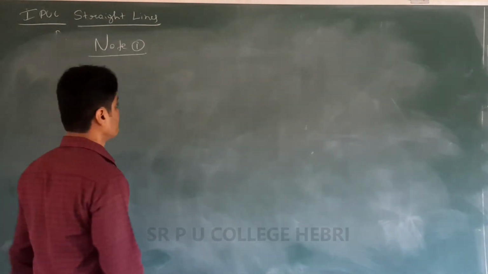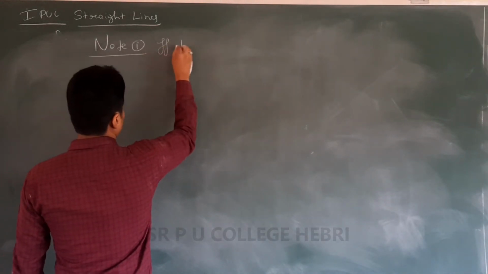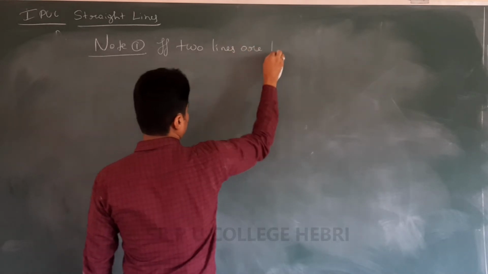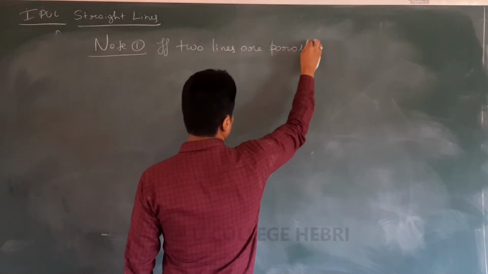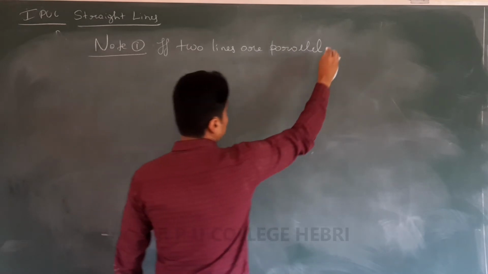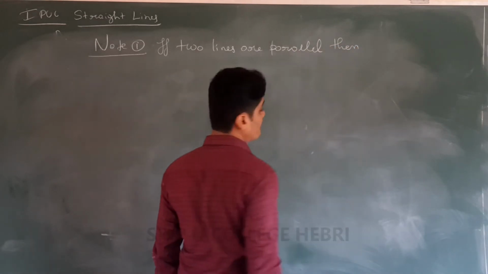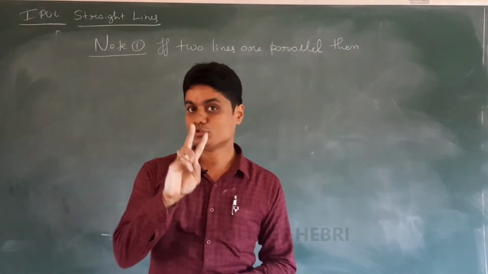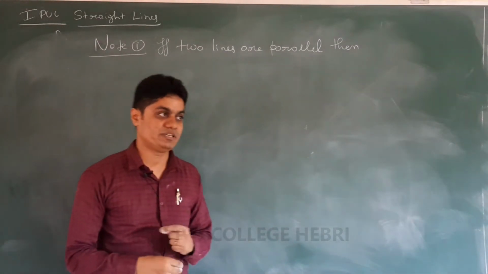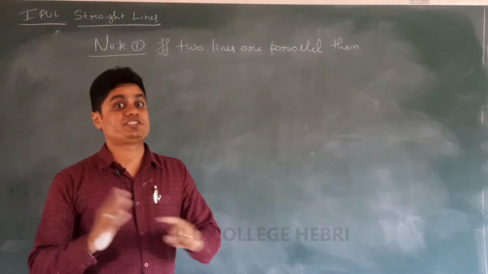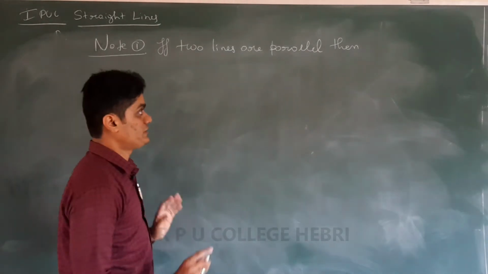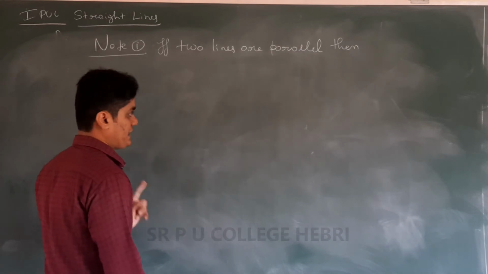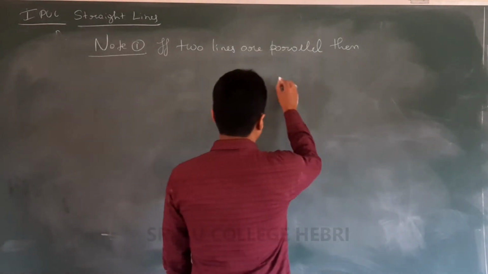The first note: if two lines are parallel, then can you guess or can you tell me what may be the relationship between their slopes? Okay, so I'll show you what will happen if two lines are parallel, like this.